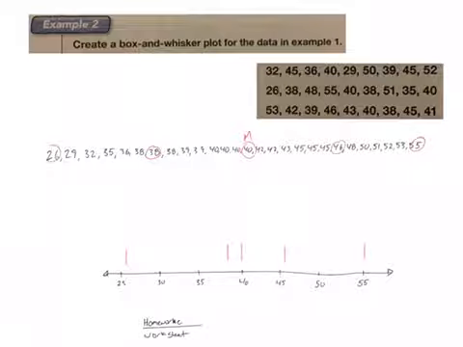So what we're going to do now is make a box out of these middle ones, and then you're going to create whiskers off the end of them. Now for good measure and for us grading, you're going to write the numbers above this. 26, 38, 40, 46, 55. Just so I know that you know what you're talking about.